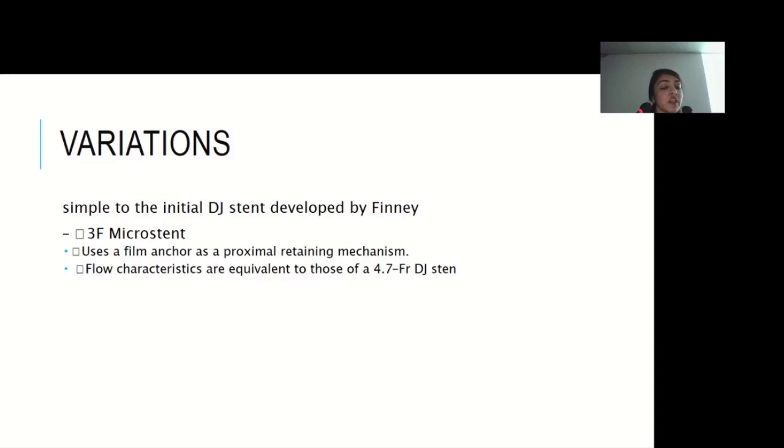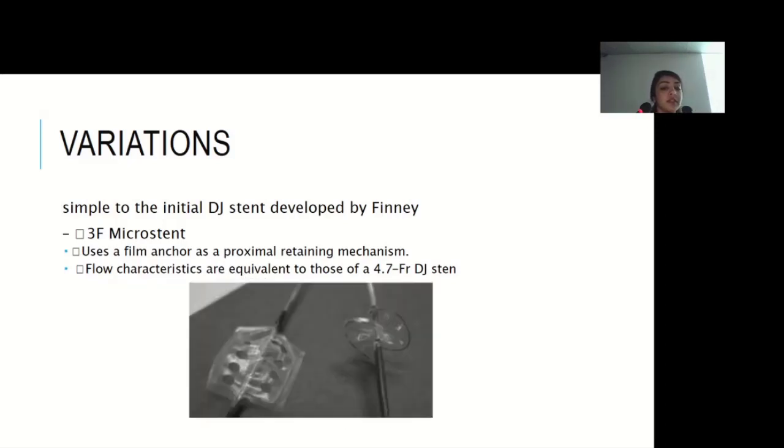We have variable designs that are used for the DJ stent as well. First of all, we have a 3F micro stent. This 3F micro stent has a proximal anchoring mechanism. The central lumen that drains is the same as a 4.7 FR DJ. Basically, they have a good proximal anchoring mechanism, so they are less prone to stent migration. And the other one is a grooved stent.